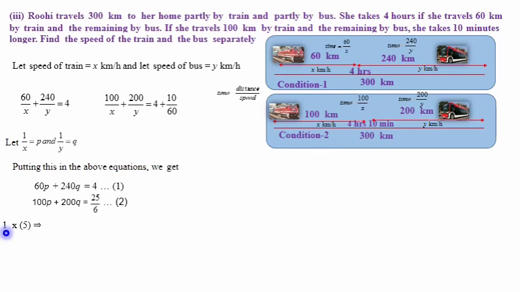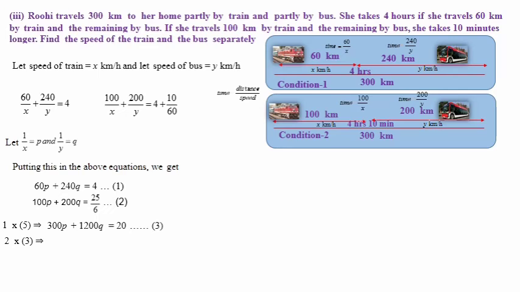Now equation number 1, if you multiply with 5, that is 5 into 60, 300, so 300p. 5 into 240 is 1200. Then 5 into 4 is equal to 20. Label it as equation number 3.